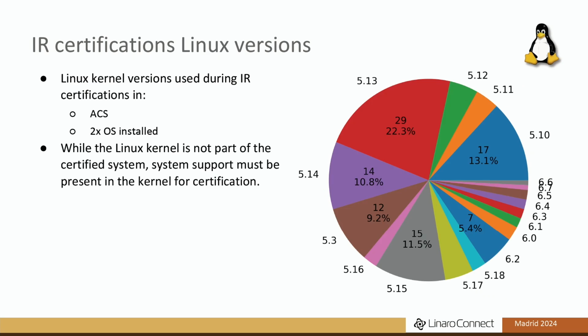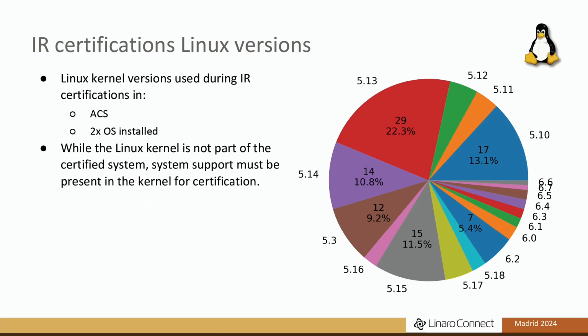Okay, looking at the Linux kernel versions used during certification here. Again, this is not part of the certified system, but it's something that we use to test the system. So we have a Linux in the ACS and in the OSs which are installed during certification. So you can see that, in fact, we have fairly recent kernels showing up on the right, 6.7 being the most recent one, while we have 6.9 just out.